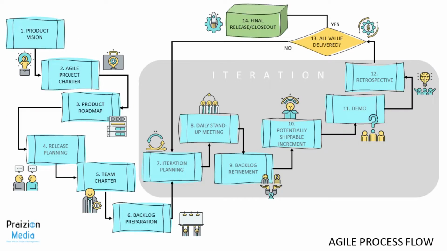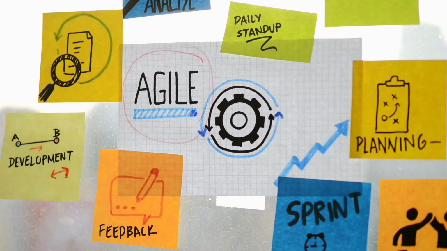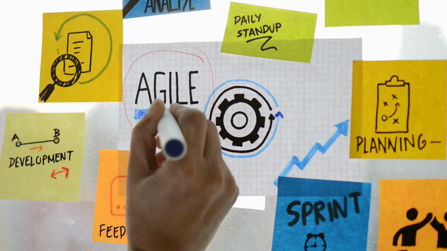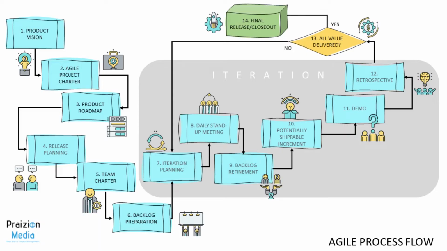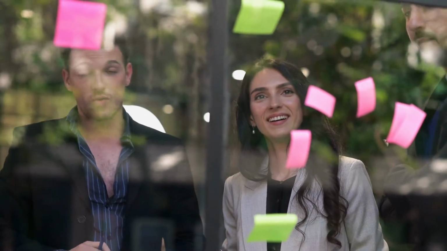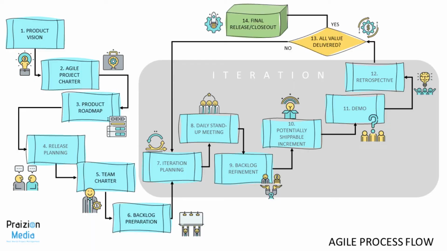Finally, Agile could work like this. We could have a vision, capture the vision in a project charter, plan how to get from point A to point B through a roadmap showing the way. We could have smaller release planning. We could have a team charter that guides the team in behaviors. We could then have a backlog prepared with items to work on. We could have iteration planning to plan different iterations to get the work done.